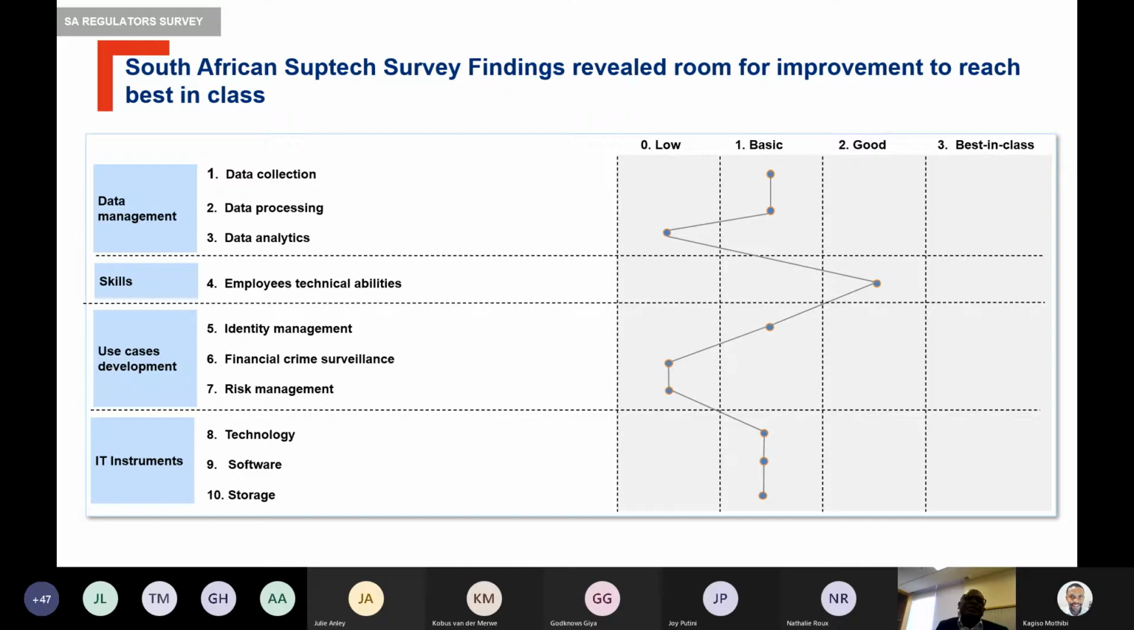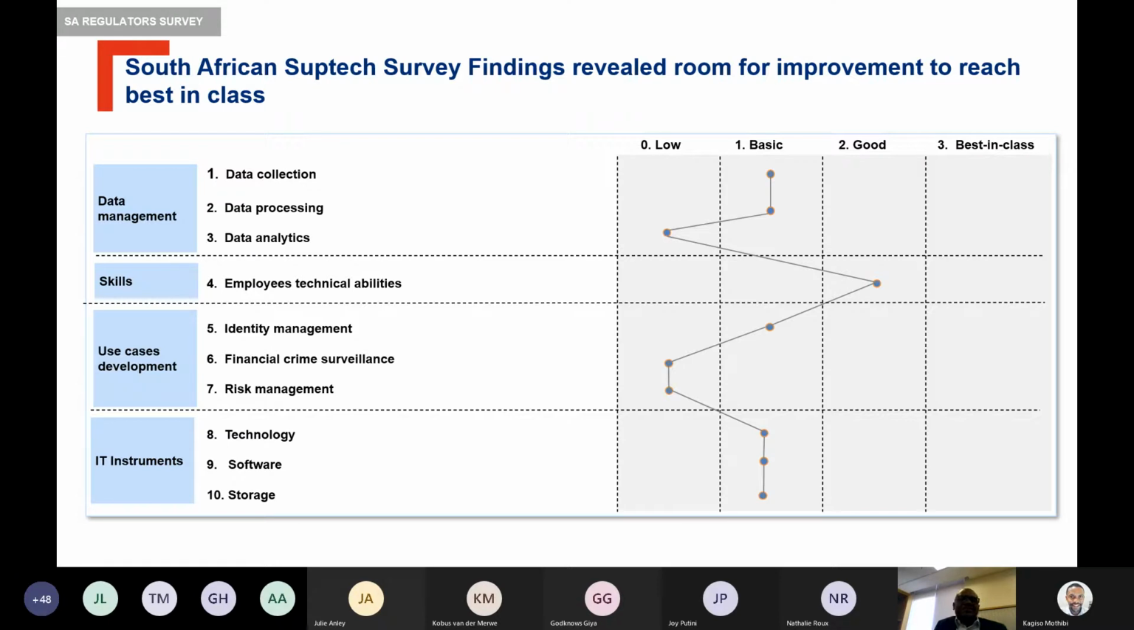So if you look at skills, that was the most interesting part. The overall picture of South Africa was good, meaning that what we found from our survey was that most of our regulators do have IT personnel who are very skillful. They can make use of novel technology languages such as Python and R to do all these functions. So that's what came out.